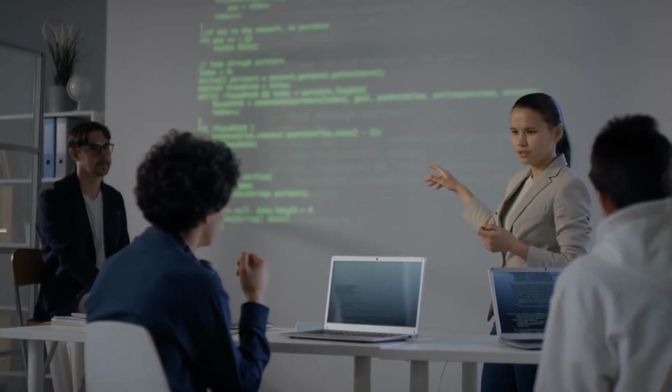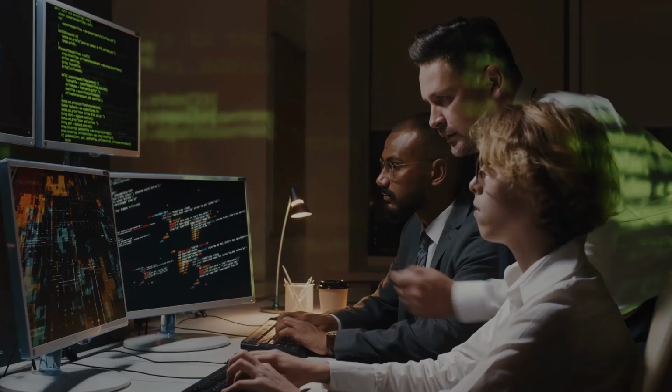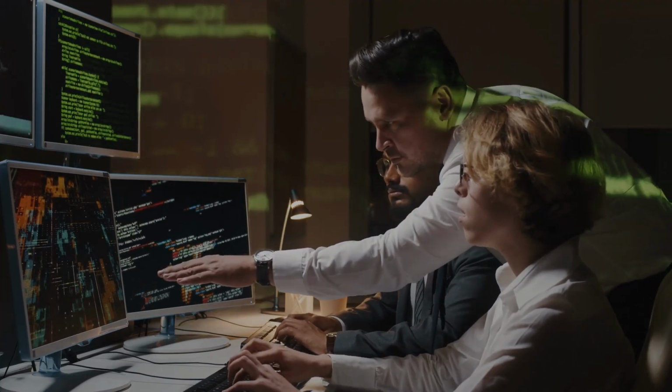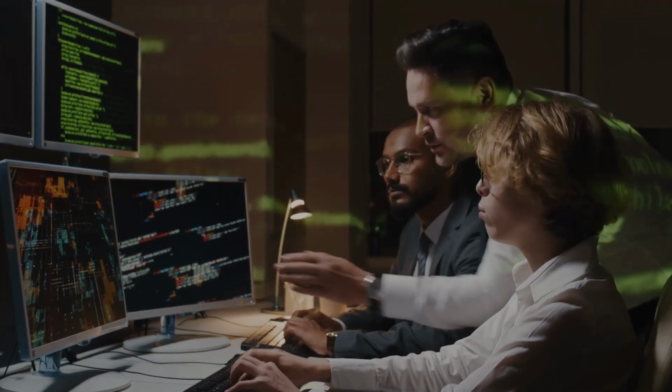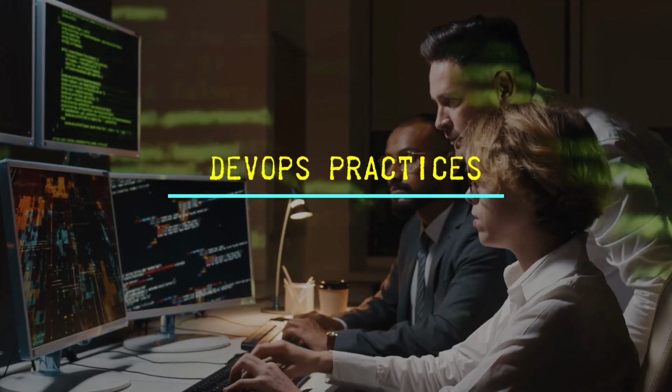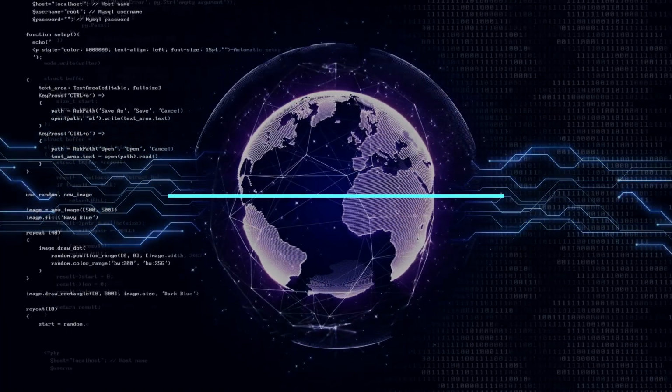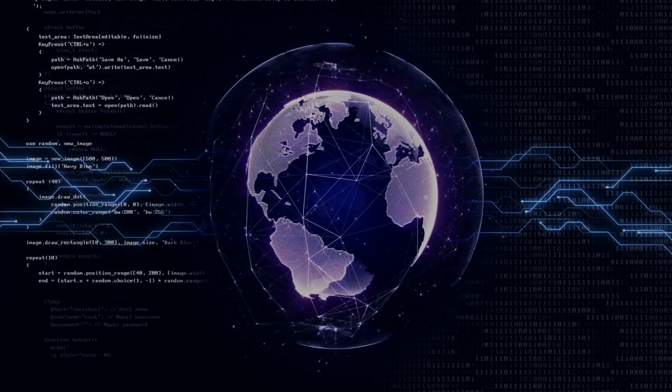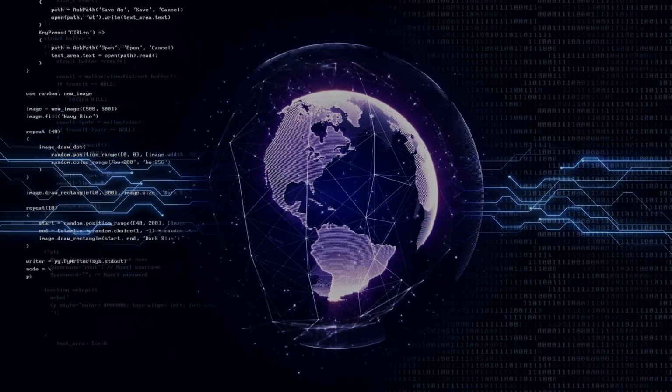Next, as the industry continues to emphasize efficiency and streamlined cloud deployment, there is a growing demand for professionals who excel in DevOps practices. Are you ready to bridge the gap between development and operations and become a driving force in the cloud revolution?